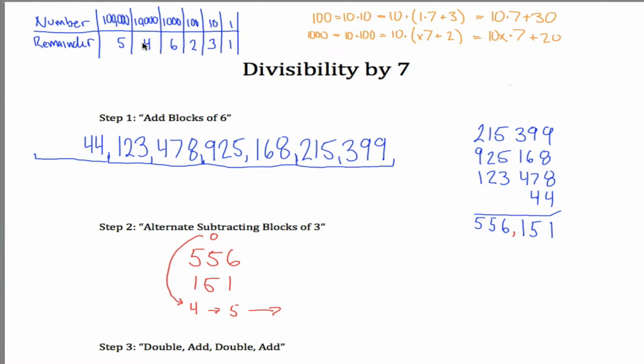Similarly, to get to this 5, 4 times 10 is 40. 40 leaves a remainder of 5 upon division by 7. 7 times 5 is 35. That gets you this 5. Like, all right, you're starting to rattle those off pretty quickly. Why don't you keep going?